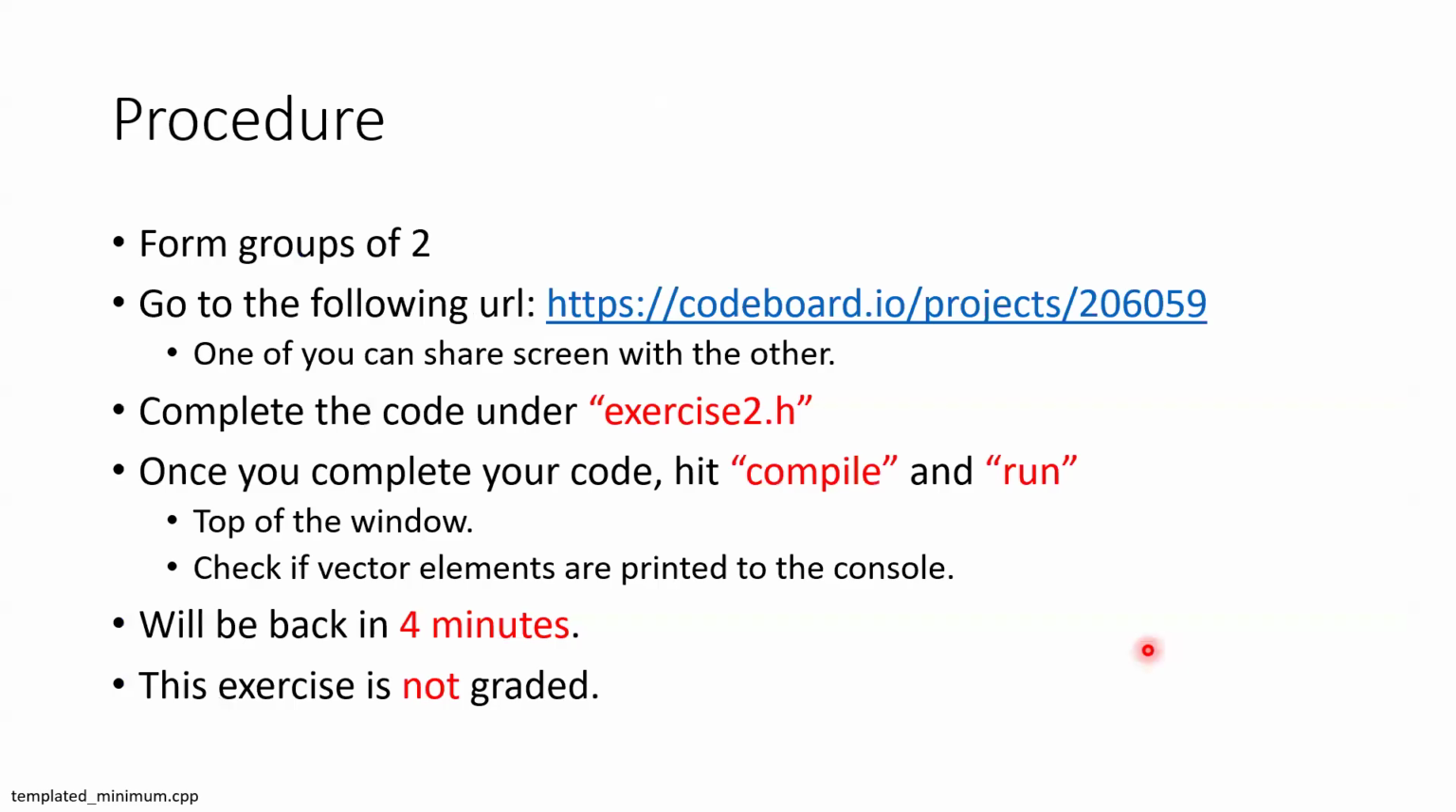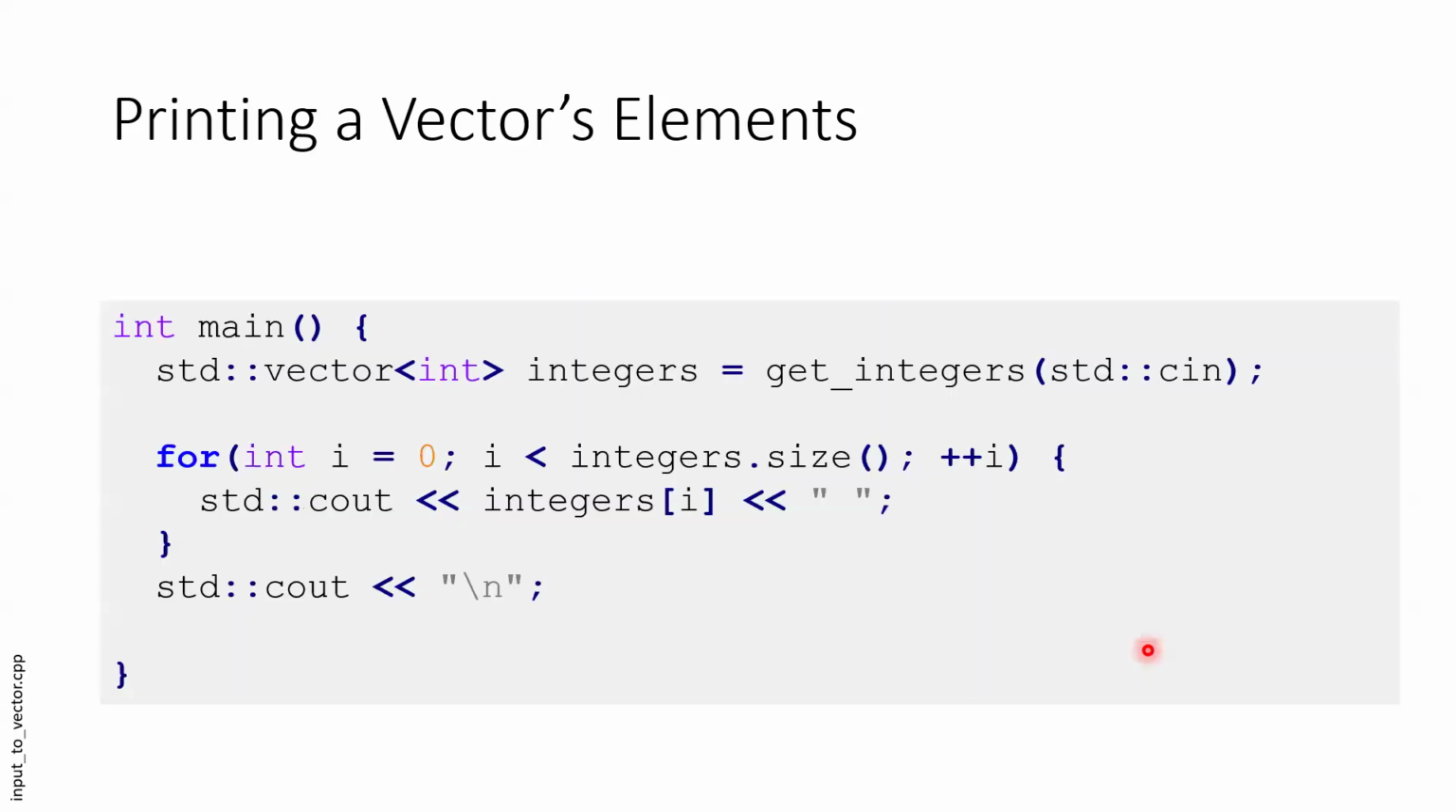Okay, let's continue. So here is what your code should look like. We have the for loop that goes from i equal to 0 to 1 less than integers.size(). And then we output integers[i]. And this code will separate them by spaces and a new line at the end.